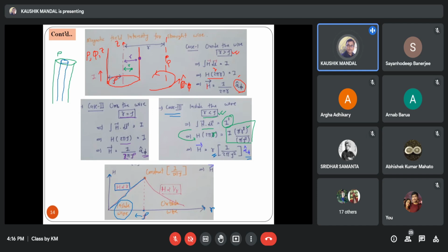Now when the test point is on the outer surface of the conducting wire, this is case 2, where H is independent of R, or it is constant, that is 1 by 2 pi rho. So at this point H is constant. When R equals rho, H is constant, equal to 1 by 2 pi rho.